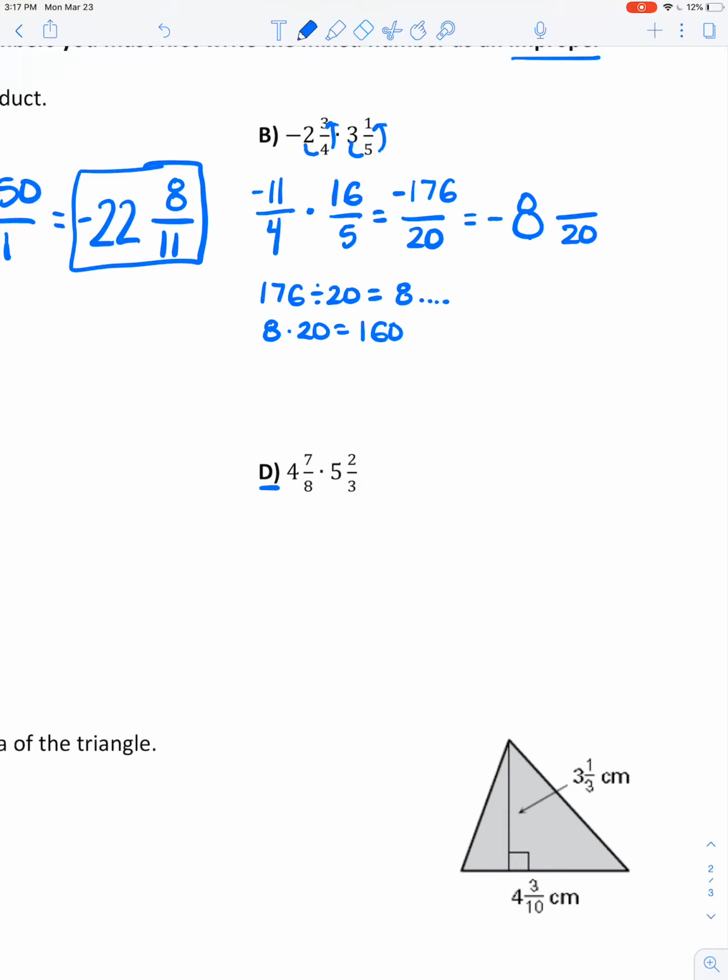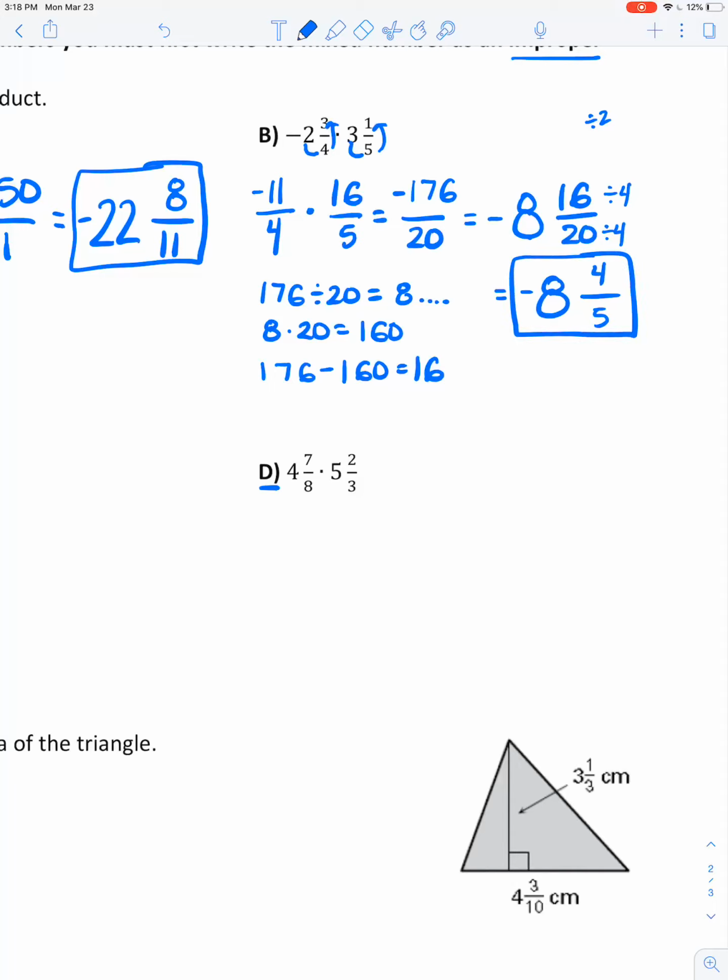So what's the difference between 176 and 160? That's a difference of 16. So that's where it's 16 over 20. Now I do notice that 16 and 20 are both even, so I know they're for sure divisible by 2, but I also know that they're divisible by 4, so I'm just going to go right to dividing them by 4. When I do that, 16 divided by 4 is 4, and 20 divided by 4 is 5. So that would be my simplified answer for letter B.